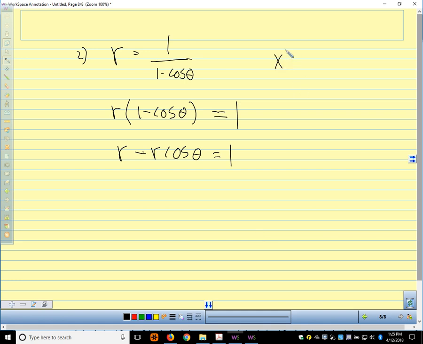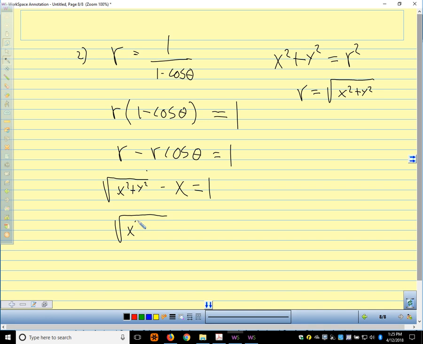And I know that x squared plus y squared equals r squared. So what does r equal? R is the square root of x squared plus y squared. And r cosine theta is x. So this is the square root of x squared plus y squared minus x equals 1. Do we know what that is? Let's keep going. Let's make it look a little nicer, because now that we're in pre-calculus, we all have strong algebra skills.